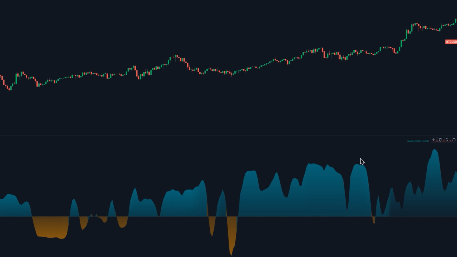Next, we have this area, which is known as the open interest sentiment correlation. It shows the correlation between the open interest flow sentiment, this histogram, and any other selected data source.